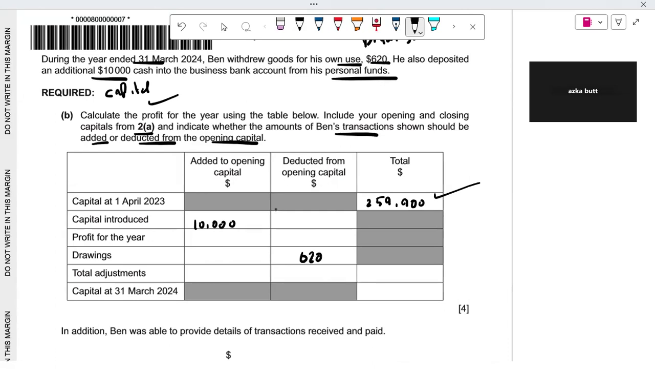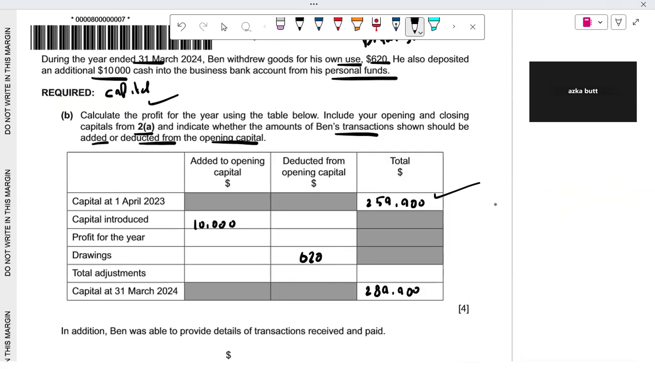And now let's see. The closing capital was 289,900. Yes, we just calculated it. We need to find out the profit. So here we are using the formula. Since this is a question from incomplete records, you might know how we can find out the profit by using the adjustments.